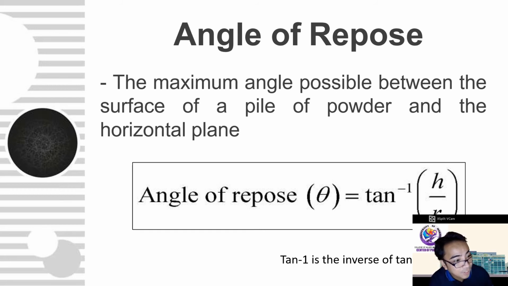Okay, so that's the inverse of the tangent. Right? And then simply class, ang gagawin lang natin is to divide it to the ratio of the height created by the pile of powder, yung height na na-create niya, divided by the radius form.